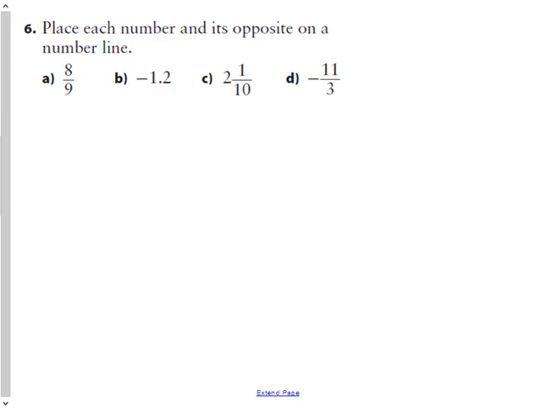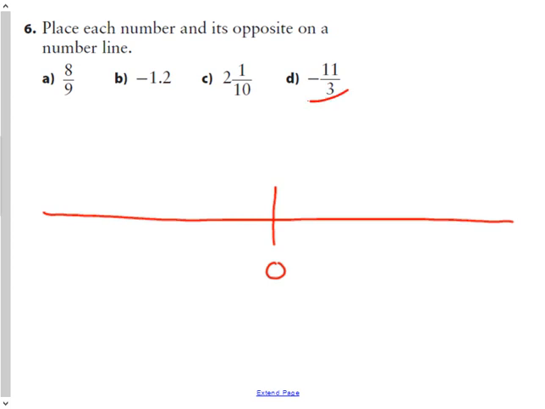Question 6, place each number and its opposite on a number line. So I'll make a number line here, and I'll put 0 right in the middle. Now the first thing I have to do is determine what is the range of my numbers. This one here is -3. This one here is -3 2/3. So the farthest I'm going to go is -4.